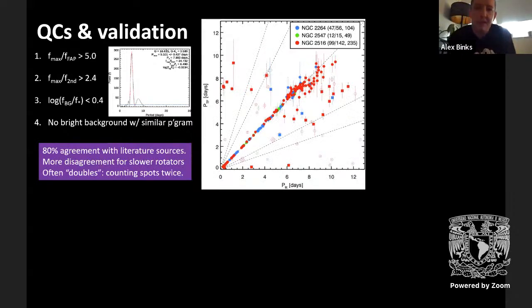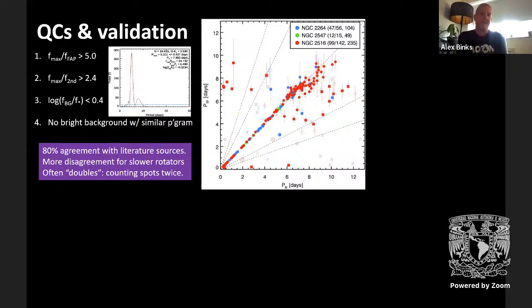In 3 of these clusters, some observations have been made already, and we've seen around an 80% agreement with our TESS rotation periods compared to what we see in the literature. It's not perfect. We find that there's a lot of short rotators that could be fast rotators that could be slow rotators, and vice versa.